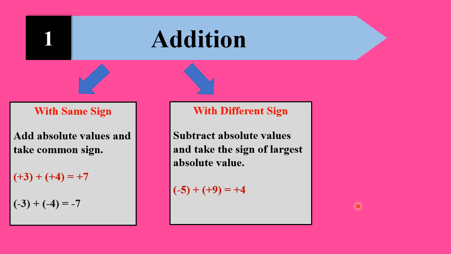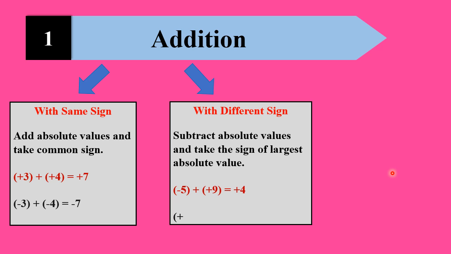In this example, we have a negative integer, that is minus 5, and a positive integer which is plus 9. So we are supposed to subtract the absolute values, so greater value minus the lesser value. That means 9 minus 5 will give us 4. And the sign of the largest absolute value is positive. So our resultant integer would be positive 4 or plus 4.